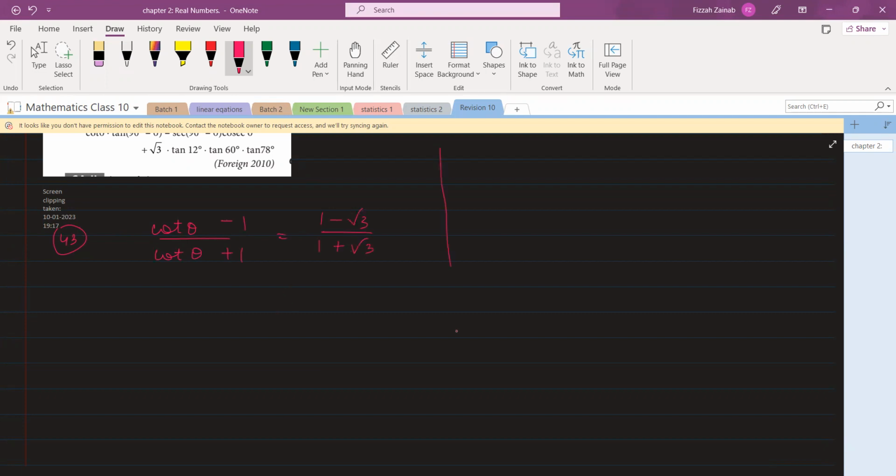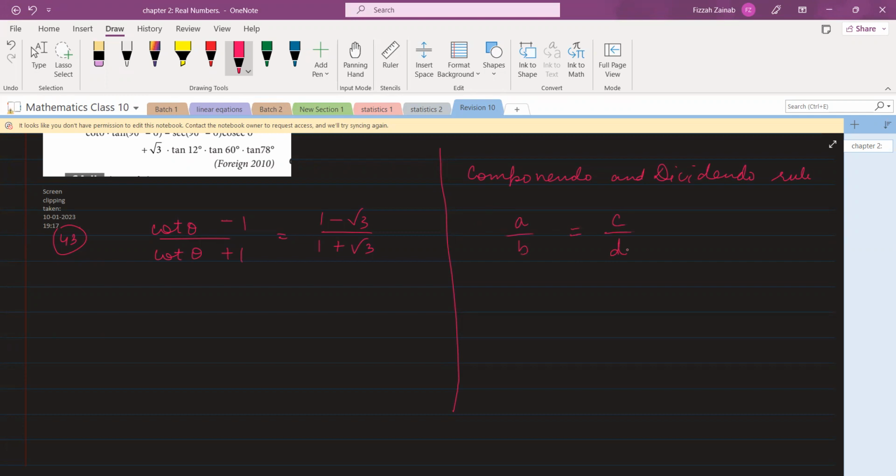See, for such kind of questions, you can use a rule which is called componendo and dividendo. Have you heard of it? No. Okay. See, I'm not going into the proof of this. You can just remember it. So basically, if you have some ratio A upon B is equal to some another ratio C upon D. Is that clear?